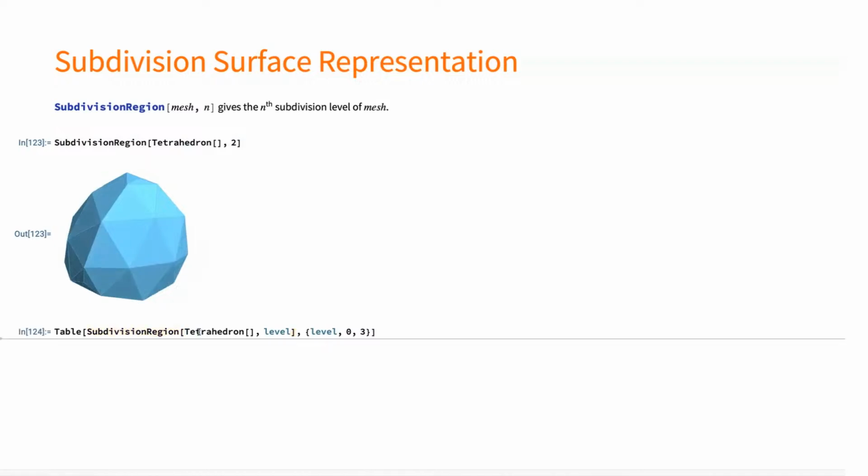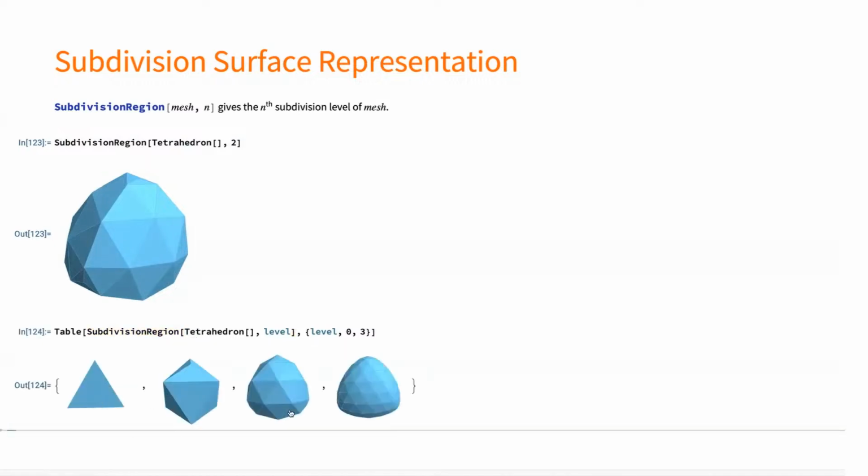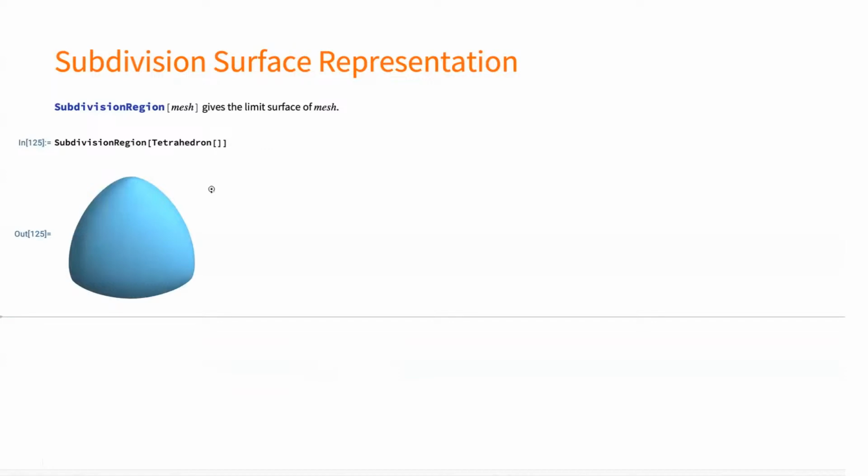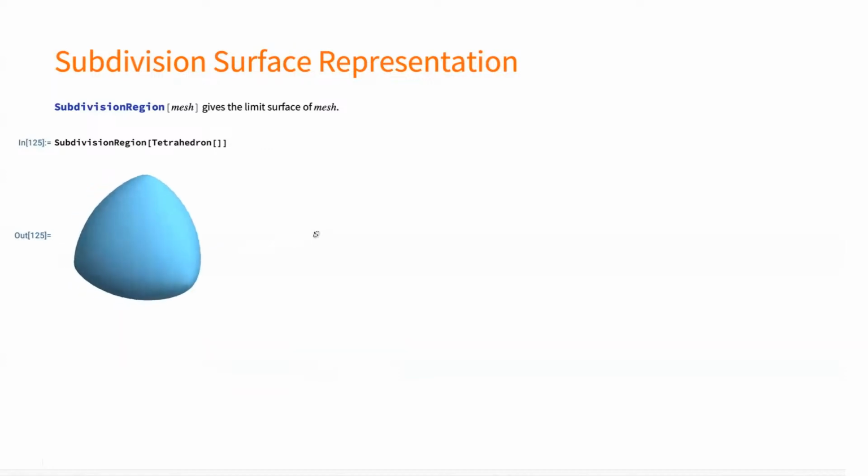We can also look at the various levels from 0 to 3 here, and we see how our tetrahedron gets more and more rounded off as we increase the level. We can also represent the limit surface by excluding that second argument. So here, if we just pass the tetrahedron, we see we now have the nice, perfectly smooth region that represents the limit surface of our base tetrahedron.